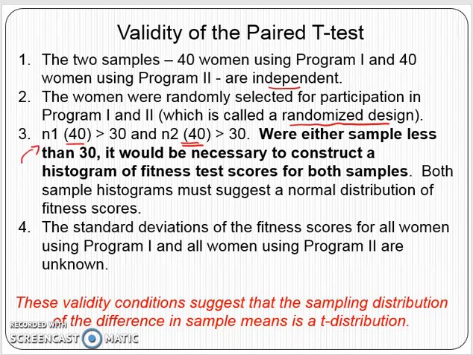Lastly, the standard deviations of the fitness scores for all women using program 1 and program 2 are unknown. Those are our validity conditions for the independent samples test. So that says that the procedure, the independent samples hypothesis test for this difference in means, is valid.